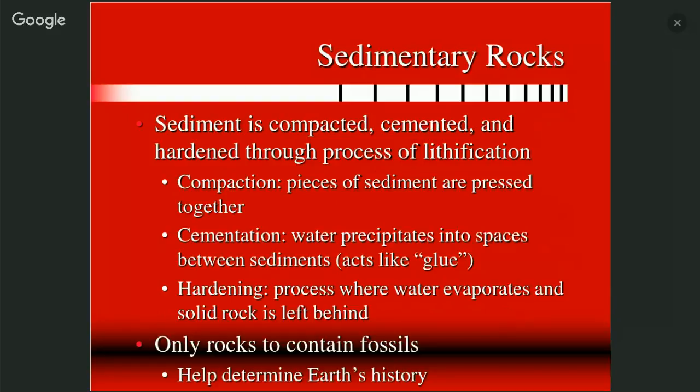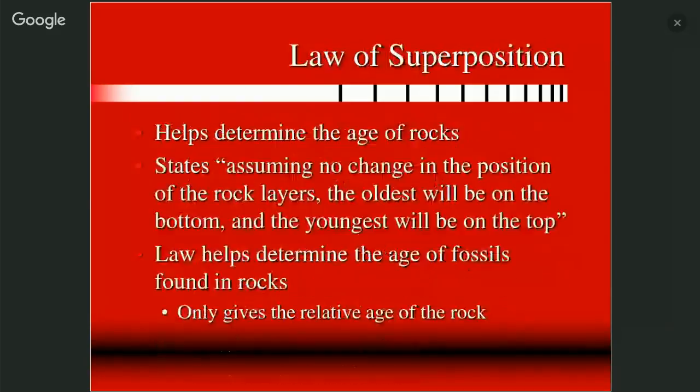So what we're going to look at now is one law in geology. It's called the law of superposition. It helps geologists determine the relative age of the rocks, which I'll talk about here in just a second. But what it states is, assuming there's no change in the position of the rock layers, the oldest rocks will be on the bottom and the youngest rocks will be on the top.